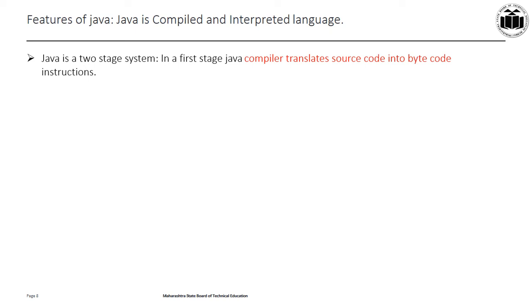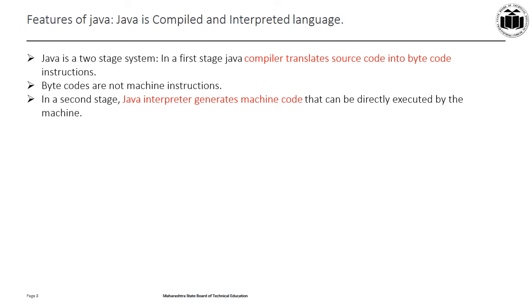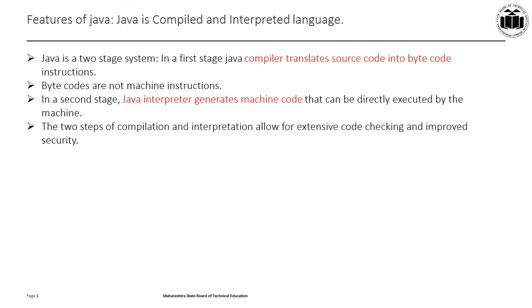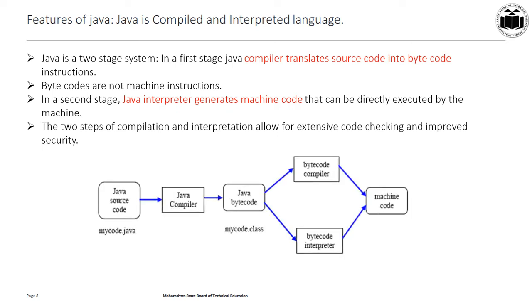In the first stage, the Java compiler translates source code into bytecode instructions. Bytecodes are not machine instructions. In the second stage, the Java interpreter generates machine code that can be directly executed by the Java virtual machine. So the two steps of compilation and interpretation allow for extensive code checking and hence improve security. So this is the concept which shows Java is a compiled as well as interpreted language.